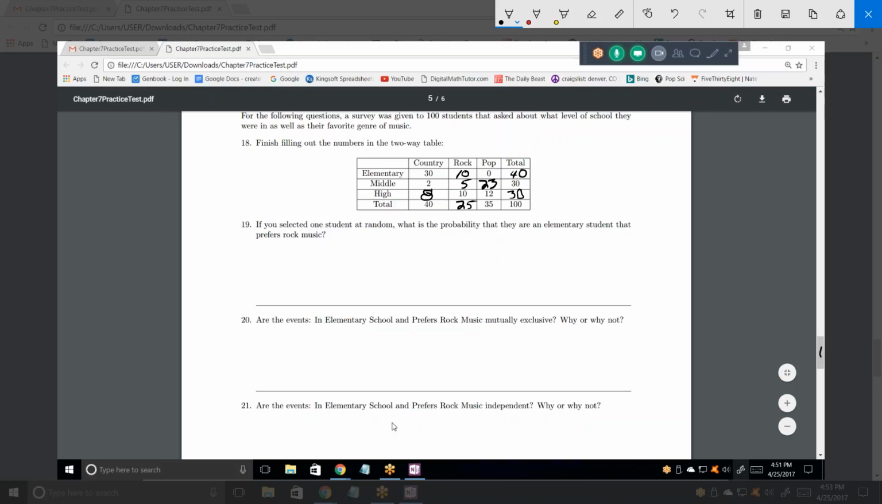Are the events in elementary school and prefers rock music independent? Elementary school, yeah. Wait, yeah. Well, 10 out of 40 elementary school prefer rock music.